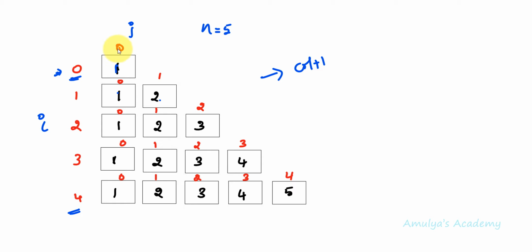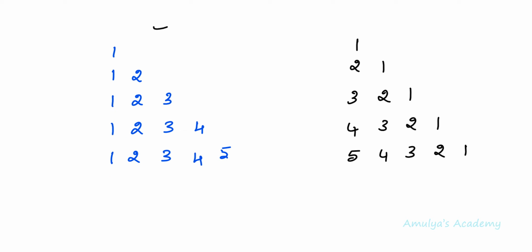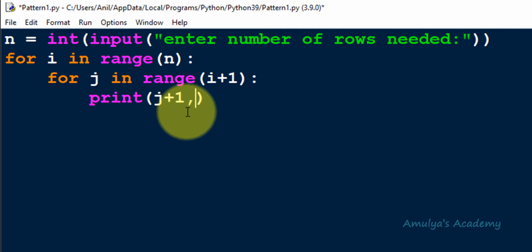When column is 0, I want 1. Every row, column 0, I want 1. That is nothing but column plus 1. That is nothing but j plus 1. Right? So here I'll print the value of j plus 1. And also I'll use end parameter here.